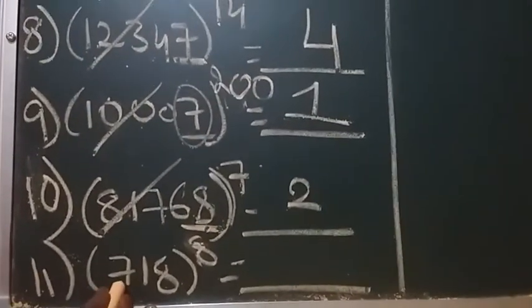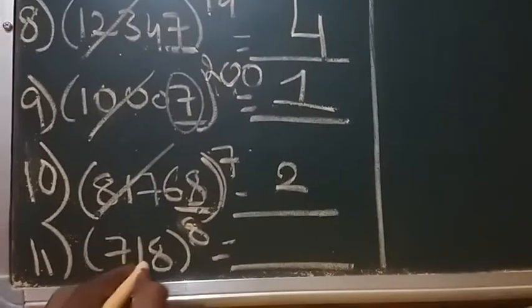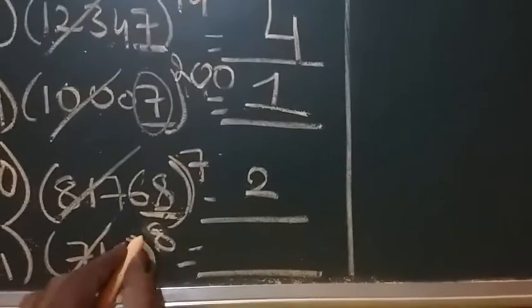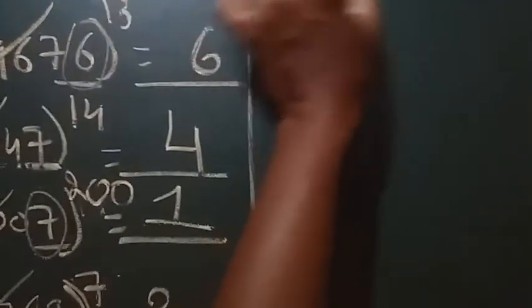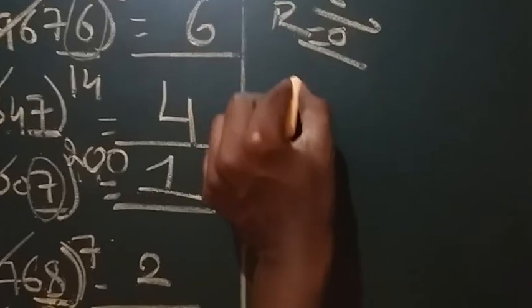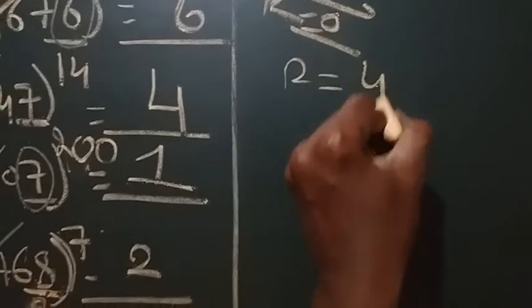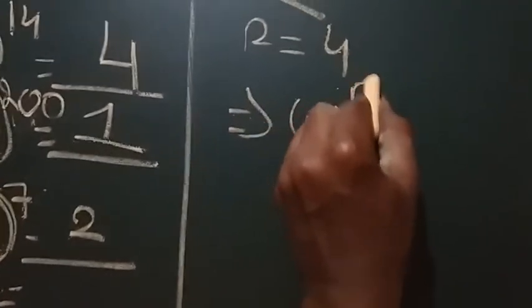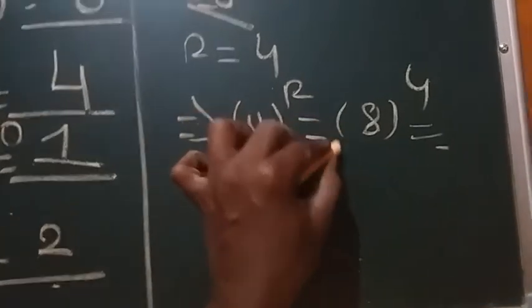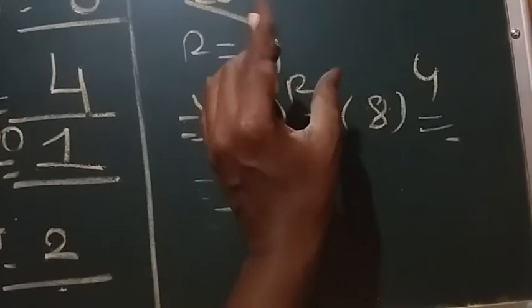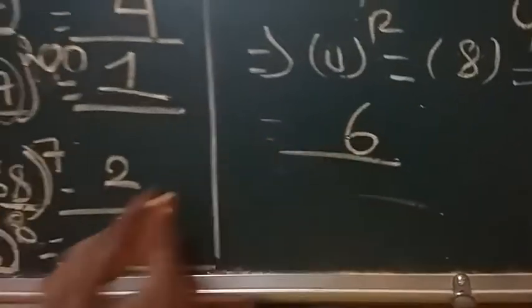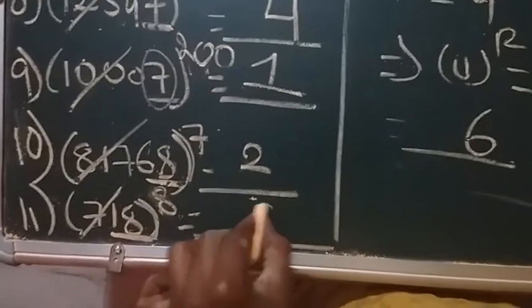See the next one, 718 whole power 8. Here also units place is 8 and m is 71. Forget about m. Now divide power 8 with 4. 4 2s are 8. Here you got the remainder 0. Whenever you get the remainder 0, take remainder r as 4. Substitute in the formula u power r. Here u is 8. 8 power r means 4. After calculating 8 power 4, you will get something, and again consider only units place. For 8 power 4 units place will be 6 only. So 718 whole power 8 units place also 6.